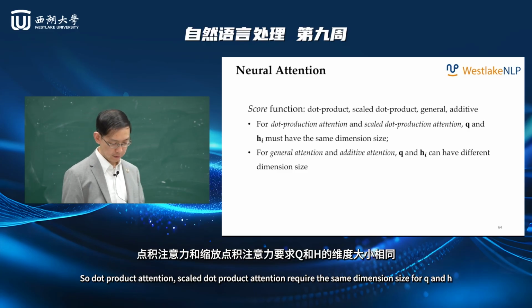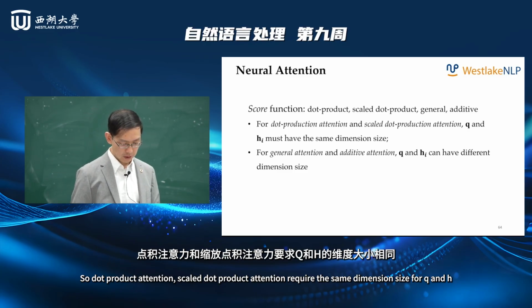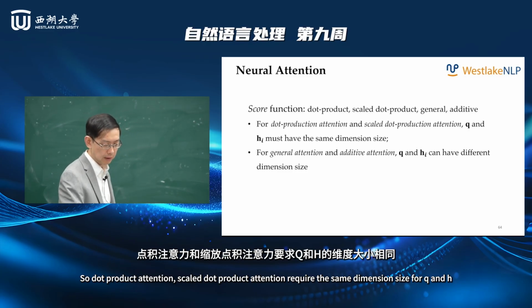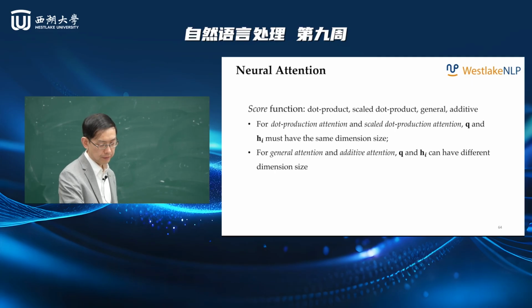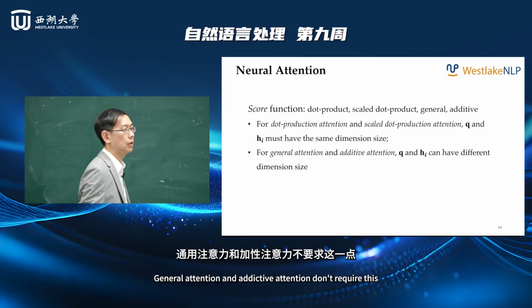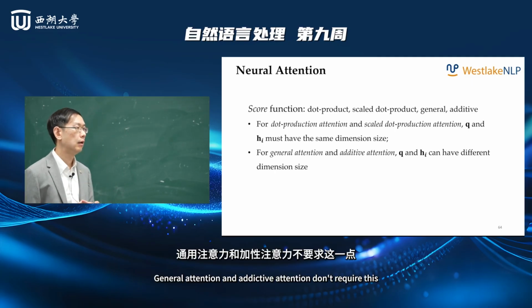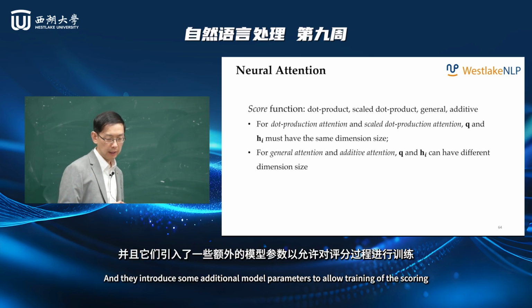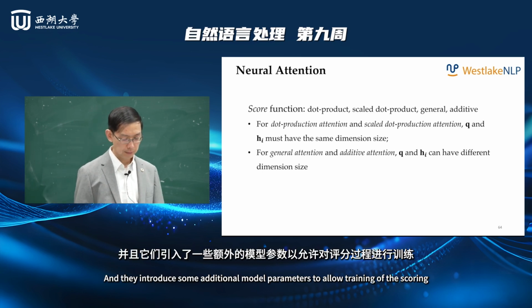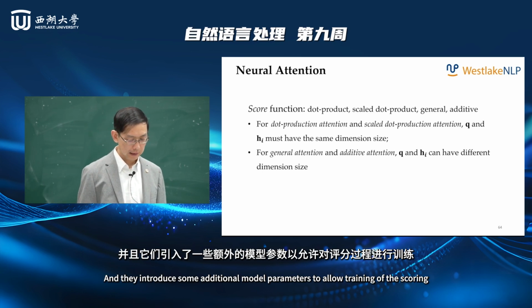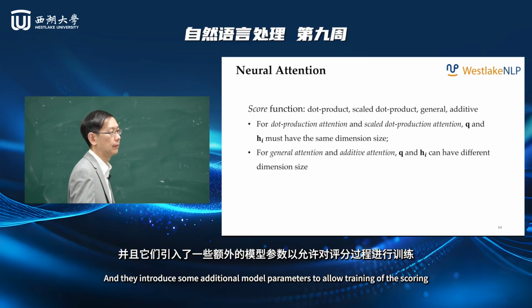And so dot product attention and scaled dot product attention require the same dimension size for Q and H. General attention and additive attention don't require this. And they introduce some additional model parameters to allow training of the scoring. Okay.